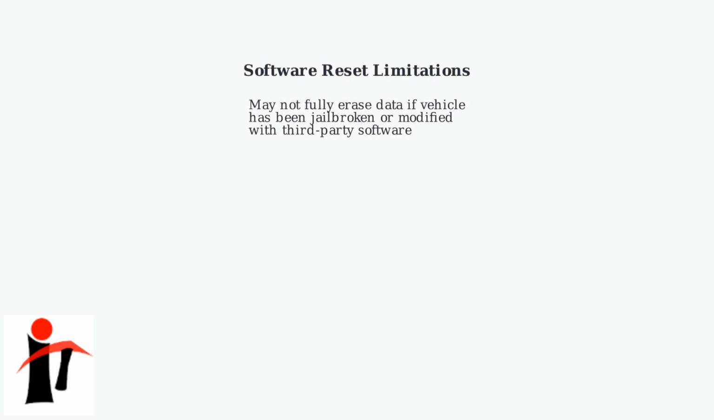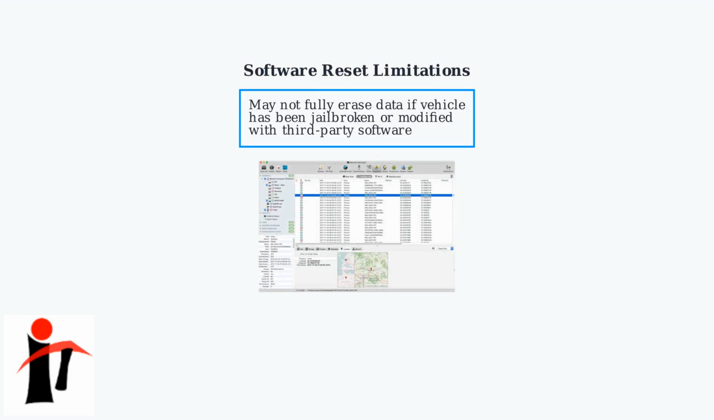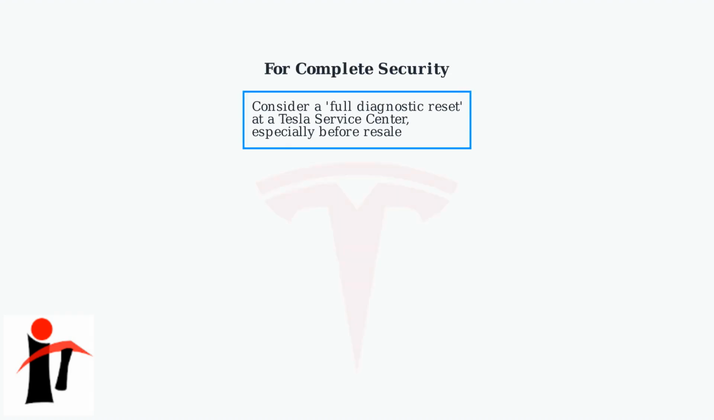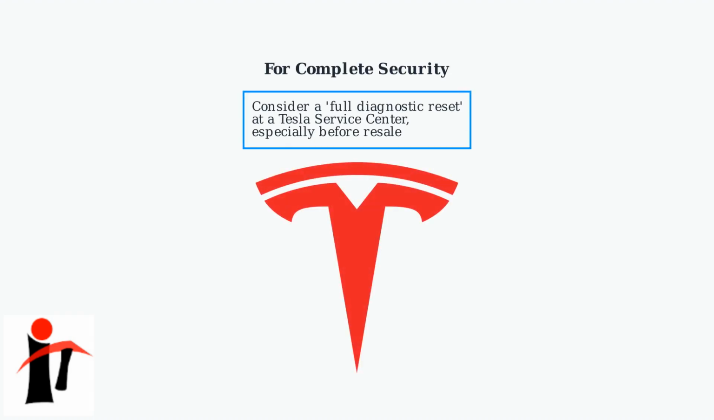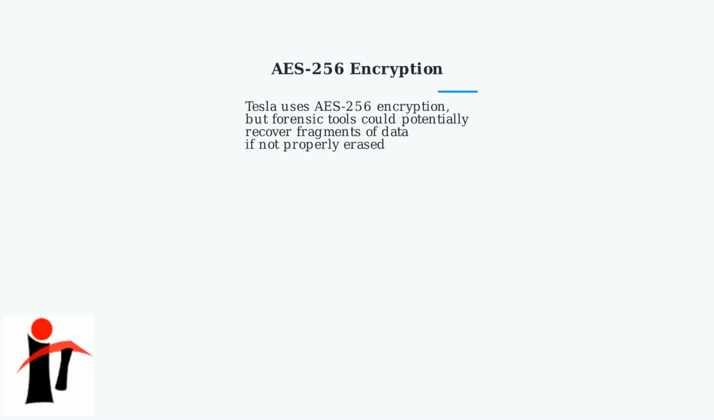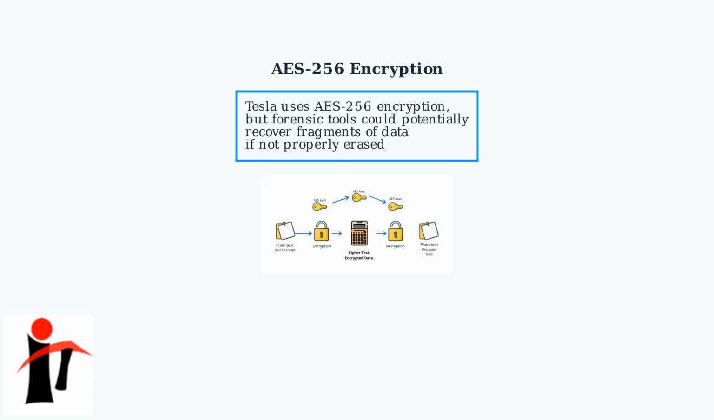The software reset may not fully erase data if the vehicle has been jailbroken or modified with third-party software. For complete security, especially before resale, consider a full diagnostic reset at a Tesla service center. While Tesla uses AES 256 encryption, forensic tools could potentially recover fragments of data if not properly erased.